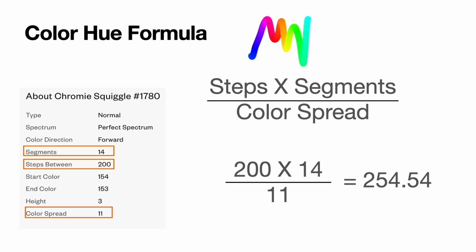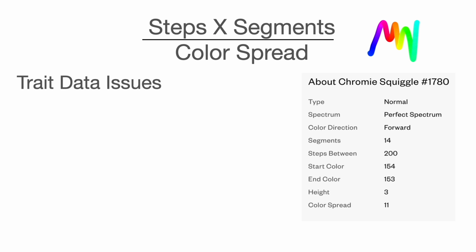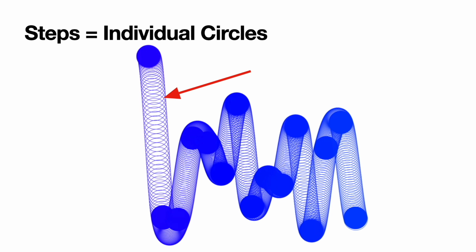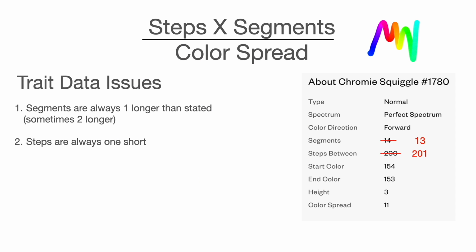While this formula is used to identify perfect spectrums, it can be used more broadly to tell us the exact number of hues any squiggle cycles over. This formula is in fact correct, but the variables we are using are all slightly incorrect. Here's why. First, the stated segment data we are using is always one segment too long, and occasionally two segments too long. Similarly, steps, which represent the individual circles that comprise a segment, as you can see here. The trait data listed for steps is in fact always one step shorter than what is actually generated. So this 200 step squiggle actually has 201 steps per segment.